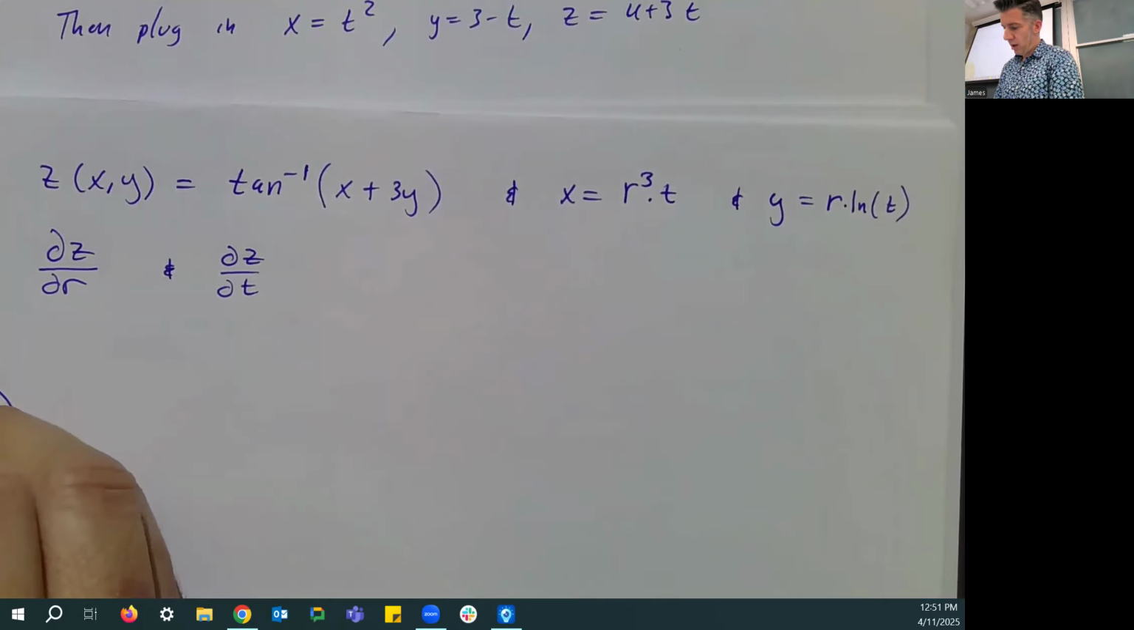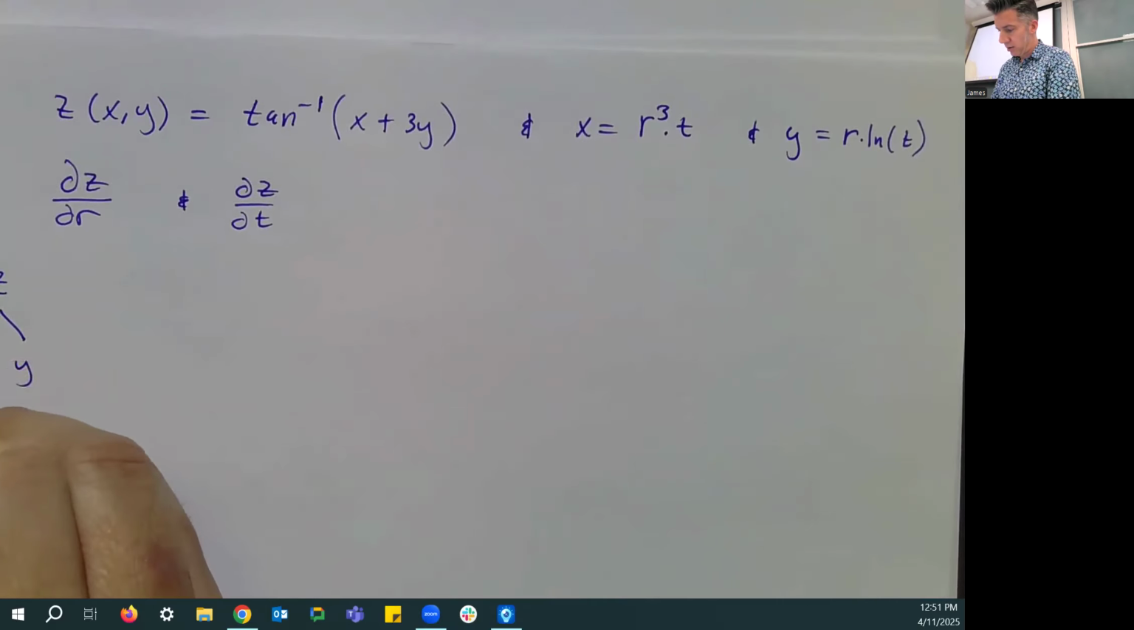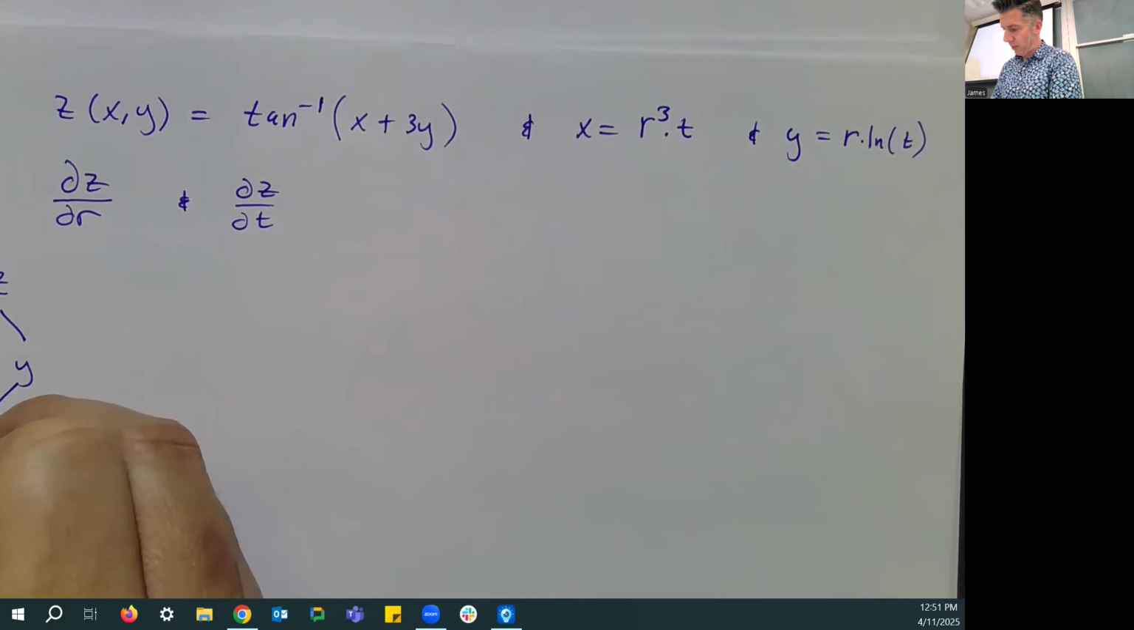Right. And then at the next level, x depends on r and t, and y also depends on r and t. So I can draw x depending on r and t, and also y depending on r and t.